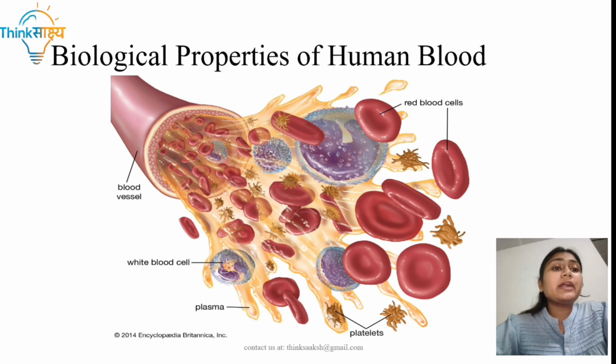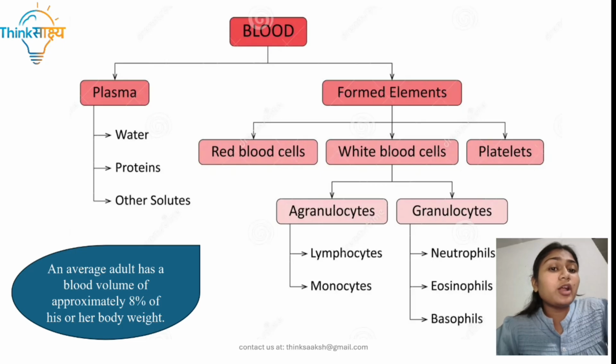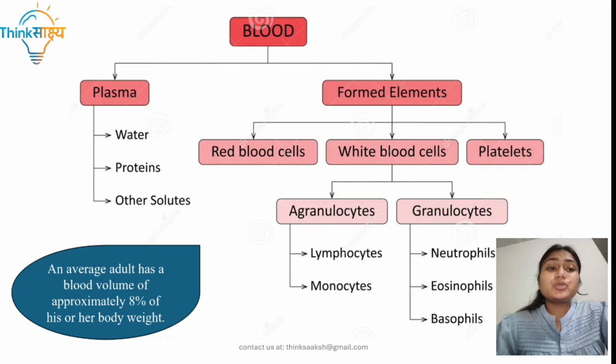Now let's understand what is blood. Blood is a fluid which is 5 times more viscous than water, and an average adult has a blood volume of approximately 8% of his or her own body weight. Blood is divided into 2 parts.